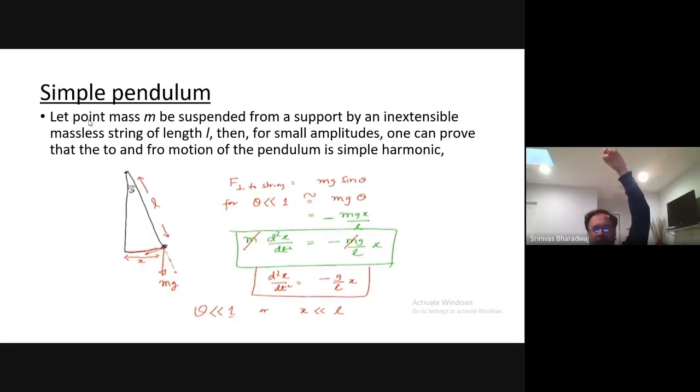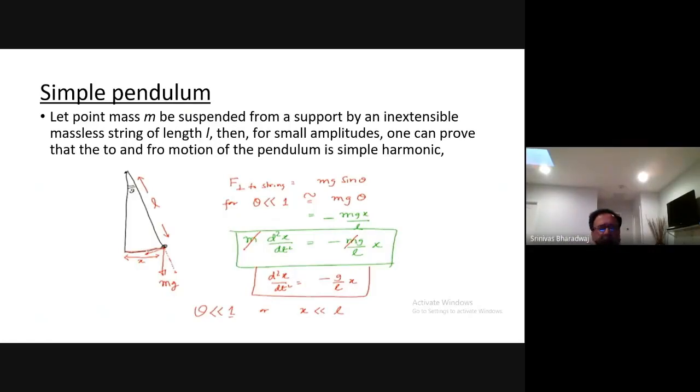Now what happens? You move the thread by a short distance. When you do, what are all the forces that are acting? T and mg, and this angle is theta. Theta is very small. Now mg cos theta equals T. But there is also mg sine theta, which is going to act almost perpendicularly because theta is very small.